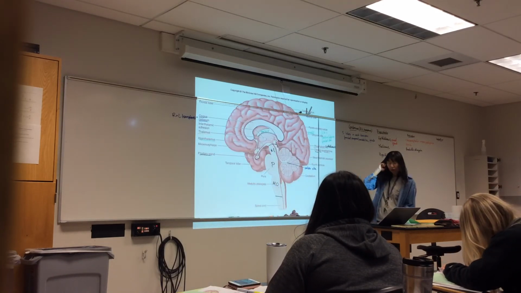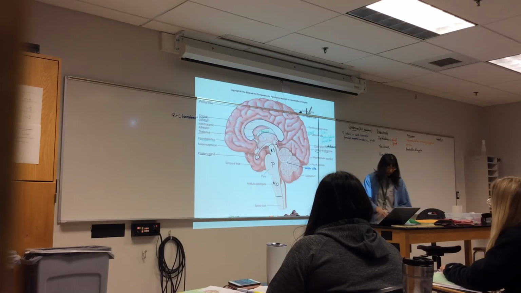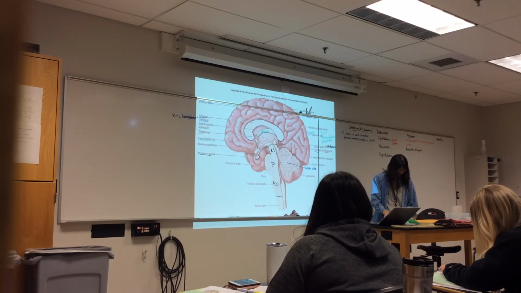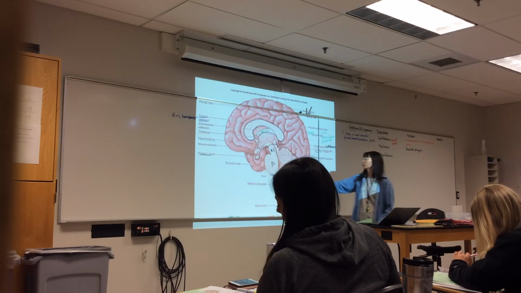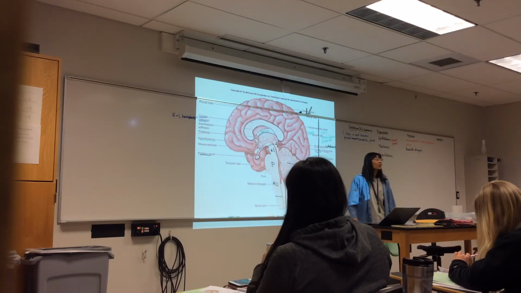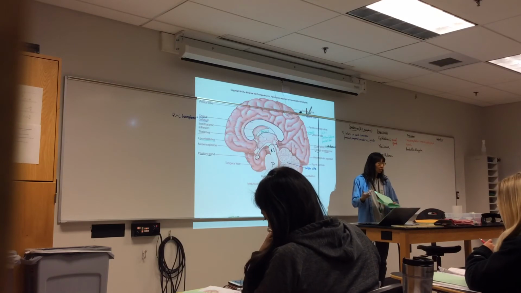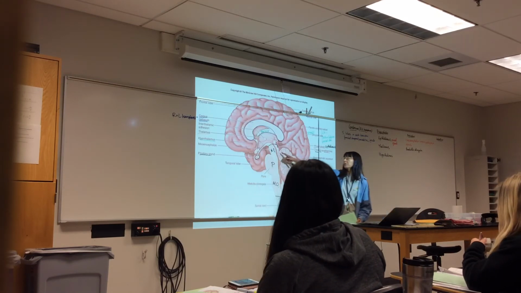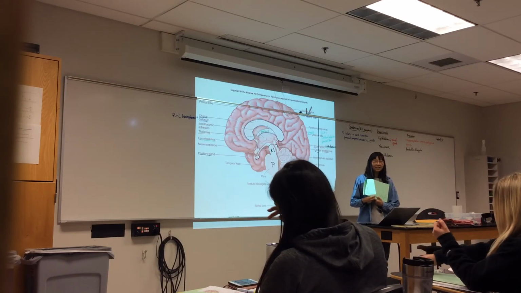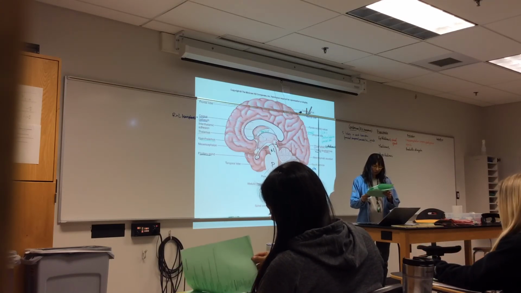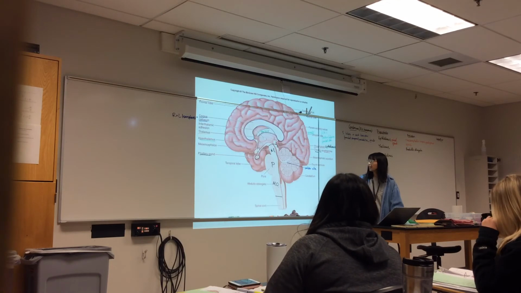Okay? Oh, let's go back to the corpora quadrigemina. Look at your list. How do I further distinguish them? Superior and inferior. So what should be the black? Superior colliculus, the singular. And the one in the red would be the inferior colliculus. Okay? And that's pretty straightforward. Almost done.